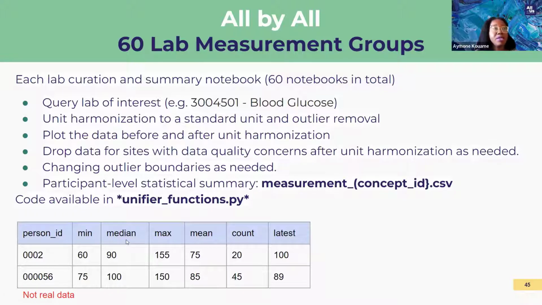We got the minimum, median, maximum, count, and the latest, meaning the latest value for that measurement. And then the count, because as you know, the data is in long format, so a person may have multiple values for the same concept ID or the same lab. So this gives you the latest one and then the total count, and then the other statistical measures.